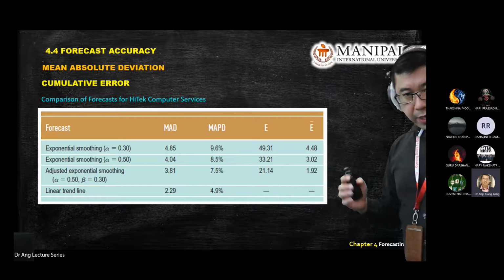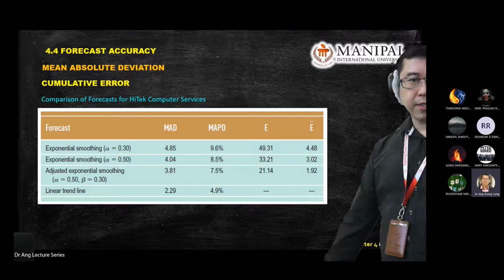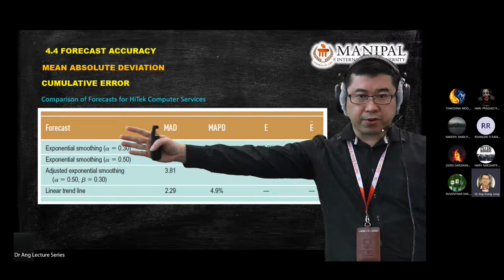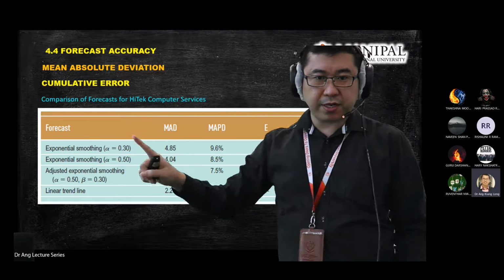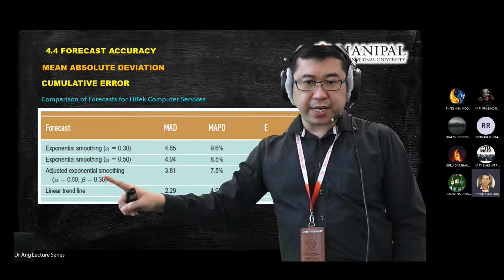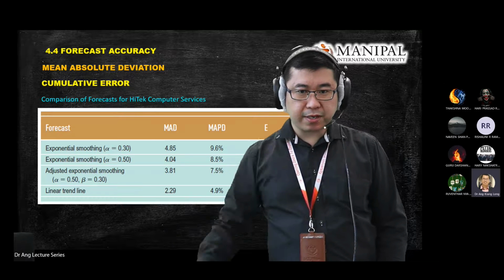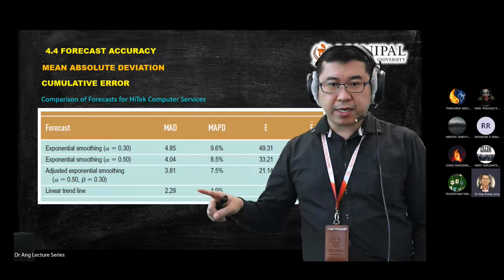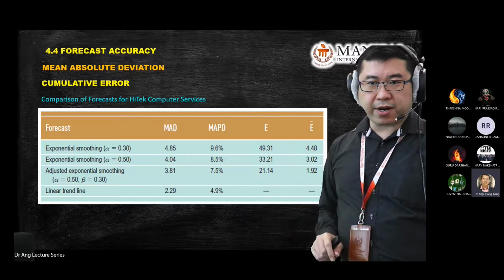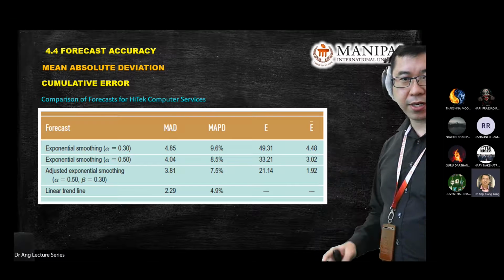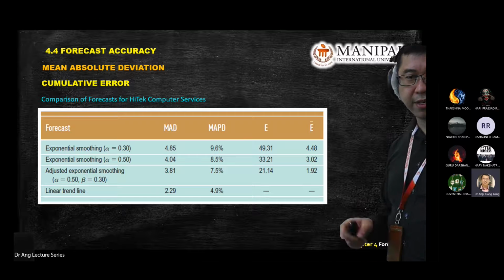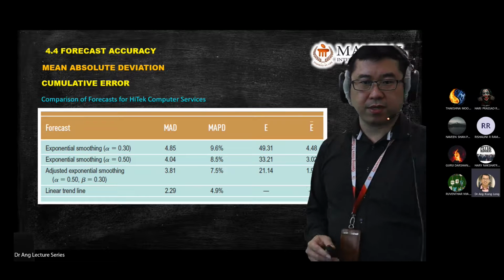This is just a summary of what we learned so far. You have the forecast methods: you have learned exponential smoothing, you have learned the adjusted method, you have learned linear trend. So MAD, MAPD, cumulative error, and average error. For trend line, you also don't have an average because it's near to 0.